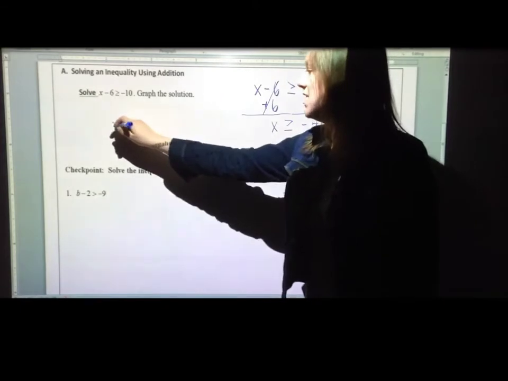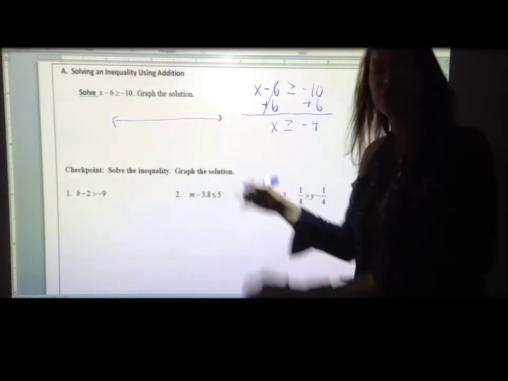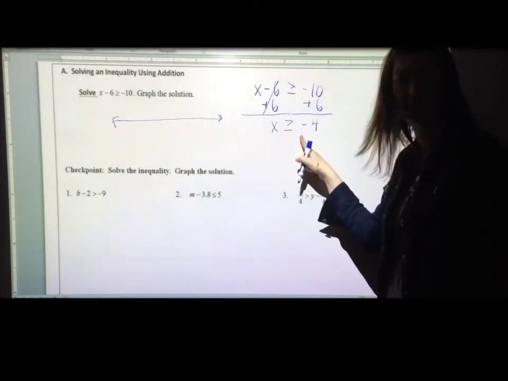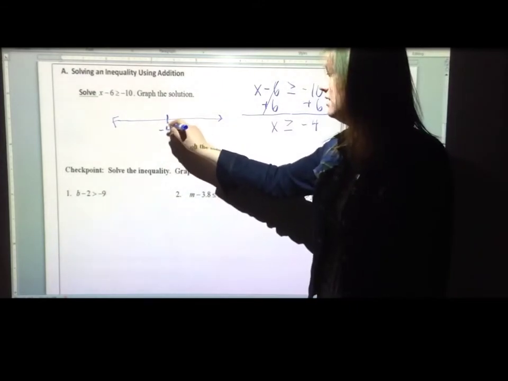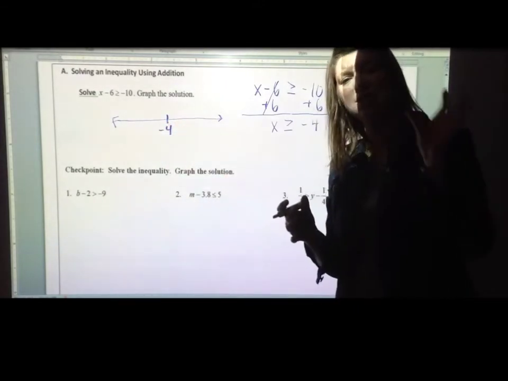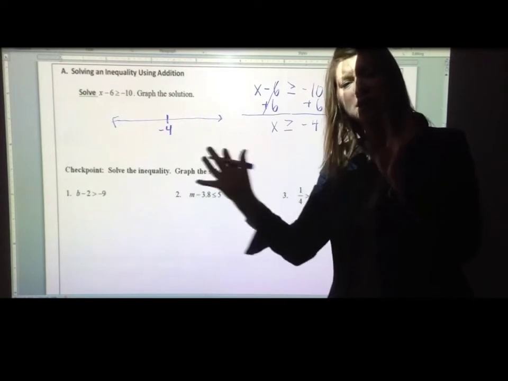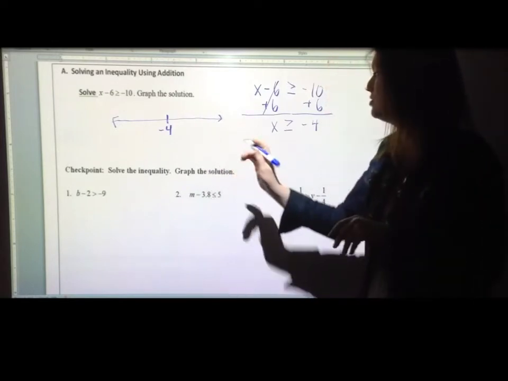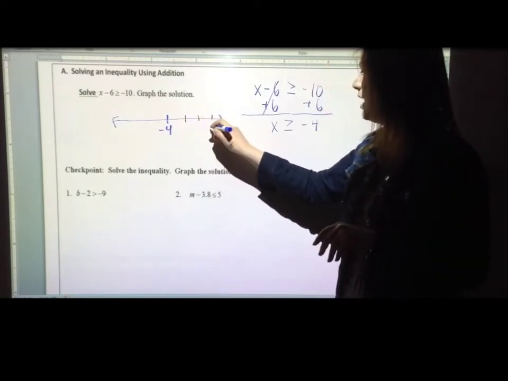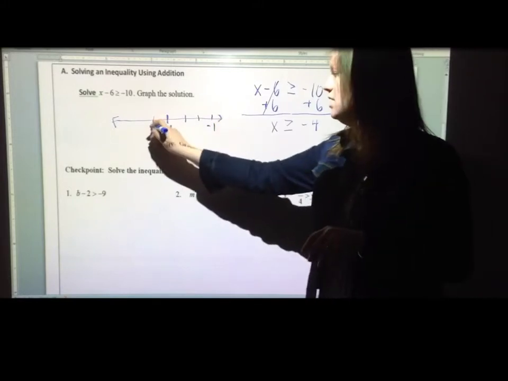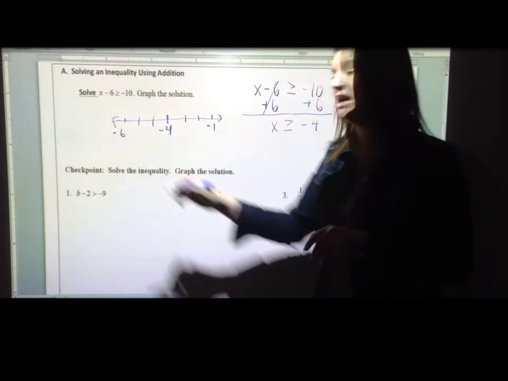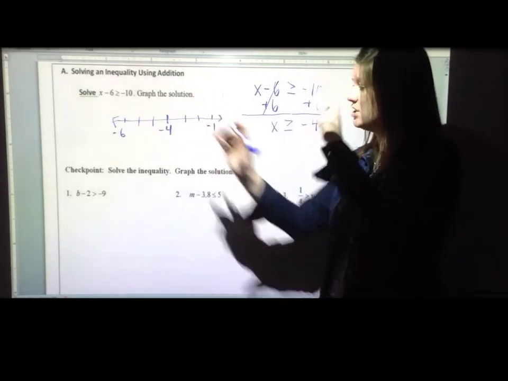So again, we set up our number line. We must show the boundary point, and the boundary point is negative 4. So I'm going to put that in the center so I can show a region to the left and a region to the right so I can see what kind of numbers we're talking about in our solution set. So I'm just going to count up here, and I got to negative 1. I'm going to count down here. I got to negative 6. So I can see a region to both sides.